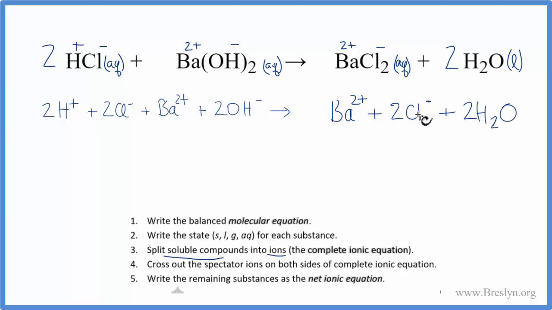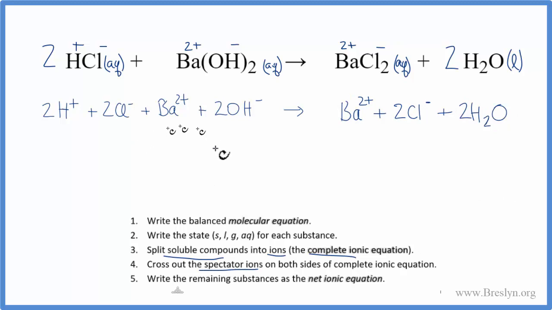So we've written all the ions out. This is called the complete ionic equation, or the total ionic equation. So at this point, we can cross out the spectator ions. These are ions that appear on both sides of the equation. They're the same on both sides.